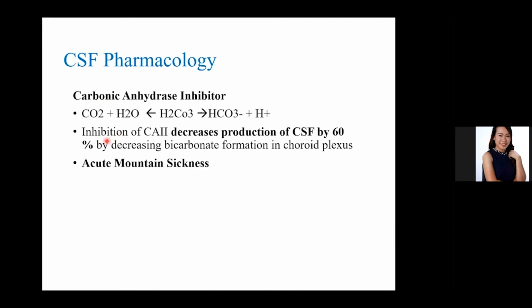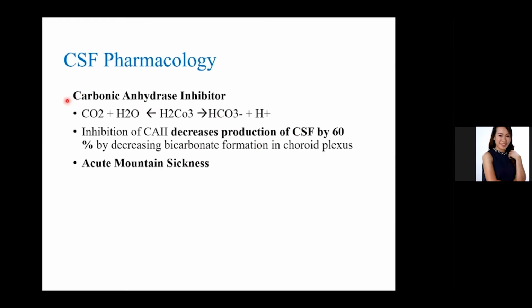The inhibition of carbonic anhydrase will decrease the production of cerebrospinal fluid by 60% by decreasing bicarbonate formation in the choroid plexus. So take note, class, in the choroid plexus, there is a need to have bicarbonate. Remember the picture I've shown you earlier, right? Sodium chloride and bicarbonate are needed for the production of your CSF. So if we inhibit this and there is no bicarbonate produced, then CSF production will be decreased.